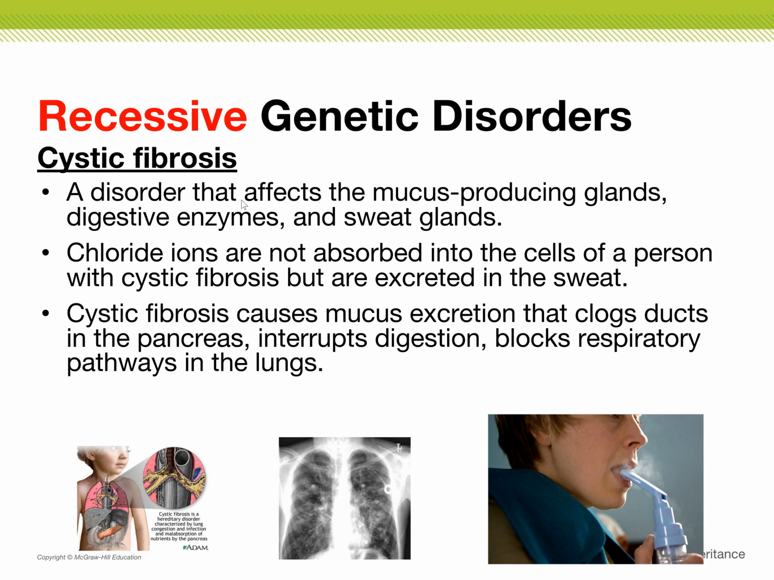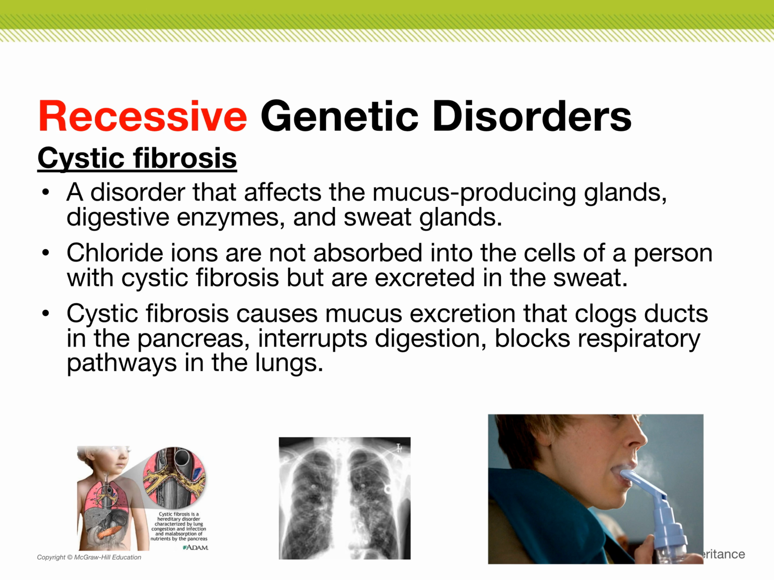Some examples, and you looked at some of these yesterday. Cystic fibrosis, it's a disorder that's recessive, and it affects mucus-producing glands, digestive enzymes, and sweat glands. So a lot of times you'll see these kids, they'll have to beat on their chest to get that mucus to loosen up several times a day.